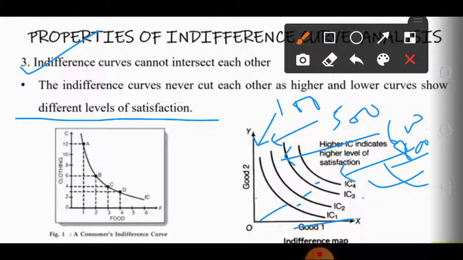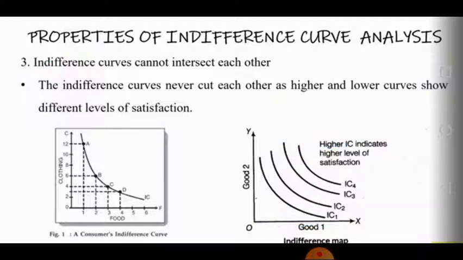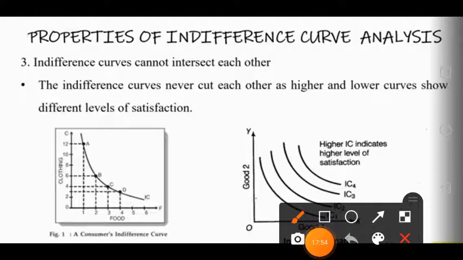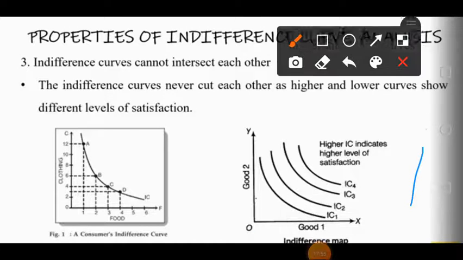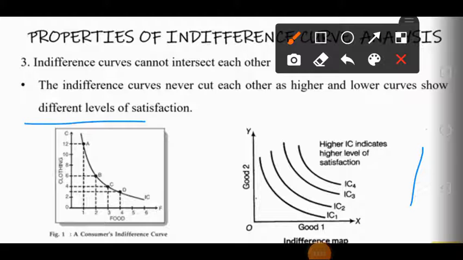IC2, IC3, like none of the indifference curves will intersect each other, because at each indifference curve the satisfaction levels are different and the prices of products are totally different. That is why they never intersect each other.